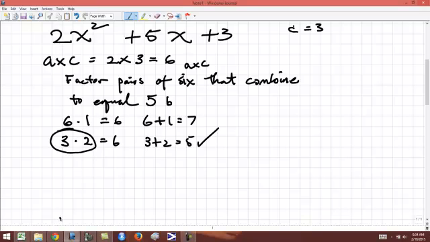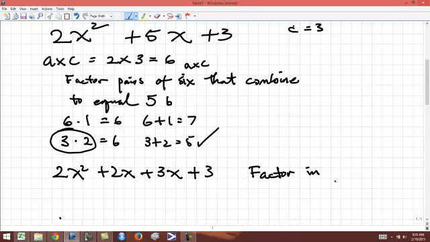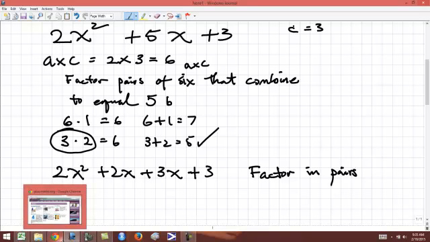So I'm going to take 2x squared plus 2x, and I'm going to tell you in a minute why I did it this way, plus 3x plus 3. Now the reason why I put the 2x with the 2x squared and the 3x with the 3 is that I'm going to want to factor in pairs. Okay, so I'm going to factor a 2x out of the first two terms and a 3 out of the second two terms.